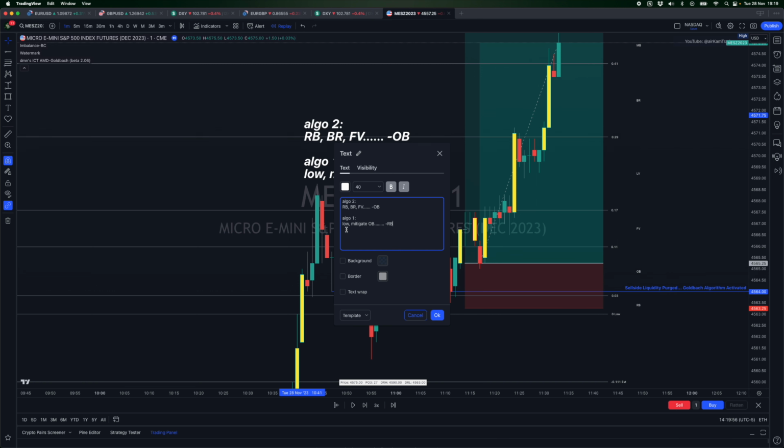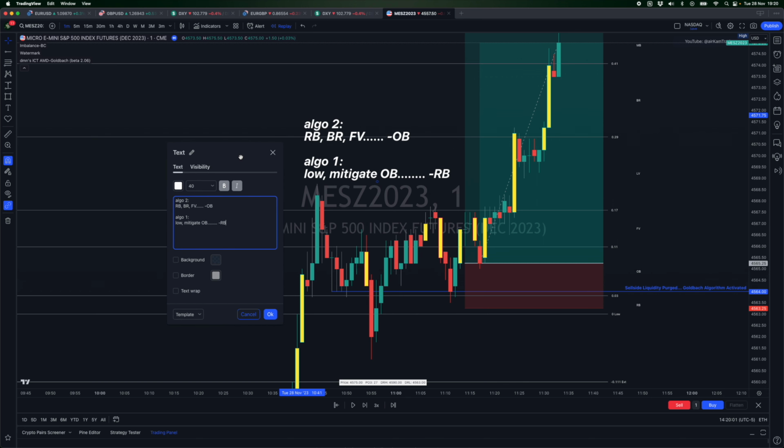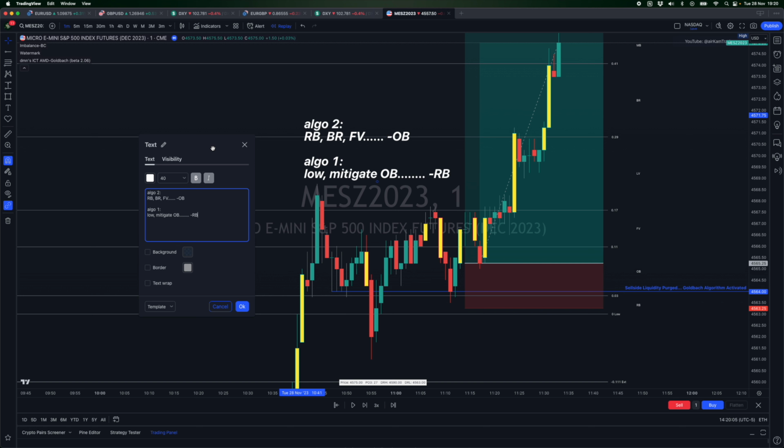And there's so many more. There's some fantastic, crazy Goldbach algorithms. Well, once you start seeing them, you can't unsee them. It's unbelievable how things mirror and what things do between dealing ranges. But for the purpose of this video, ICT used an algo 1.